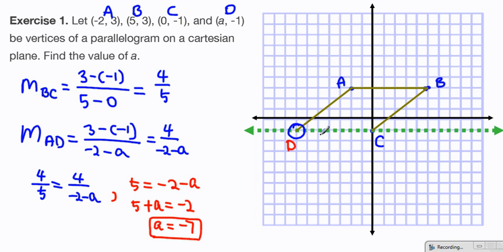Imagine this point is D, and connect the last segment right over here. Then we get to realize a parallelogram, where D would be at -7, 1.